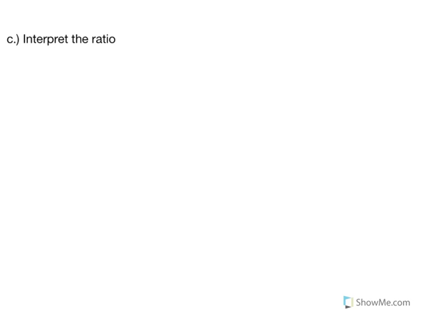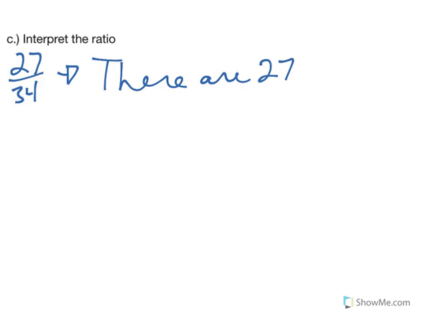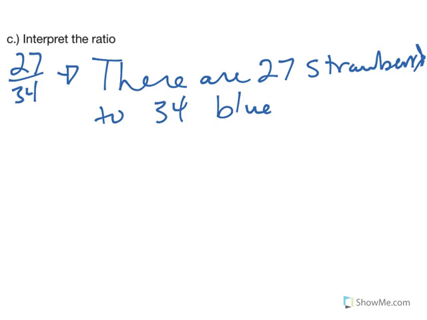And then we're going to interpret. Okay, so the first one I want to interpret is the fraction, the reduced fraction. To interpret this, we can say there are 27 strawberries to 34 blueberries. Right? That's one way to do it.